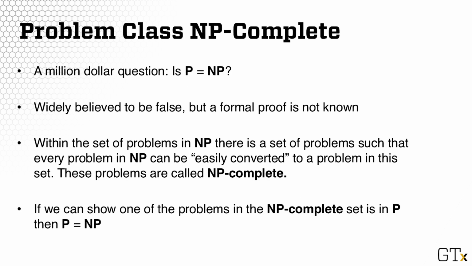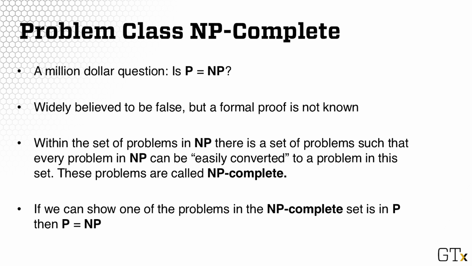A $1 million question is whether P is equal to NP. I say it's a $1 million problem because there is actually a prize: if one can prove that P is equal to NP or prove that it is false, you're going to earn $1 million. Now this conjecture, the P equals NP conjecture, is widely believed to be false, but a formal proof is not known.